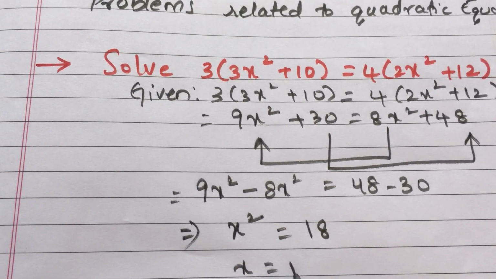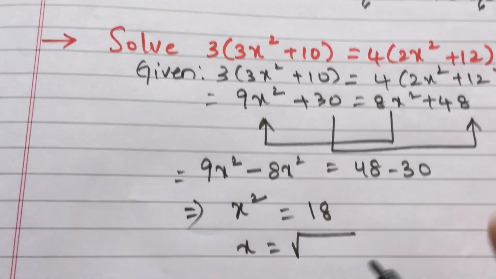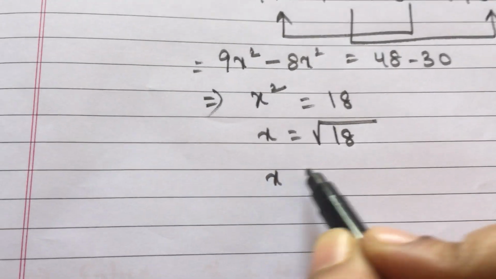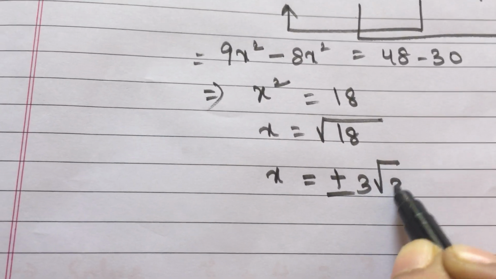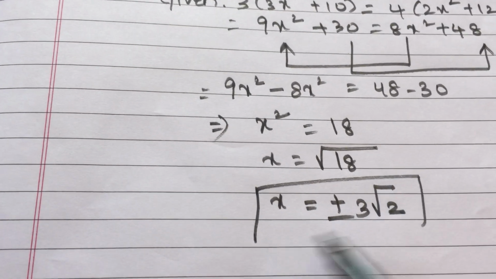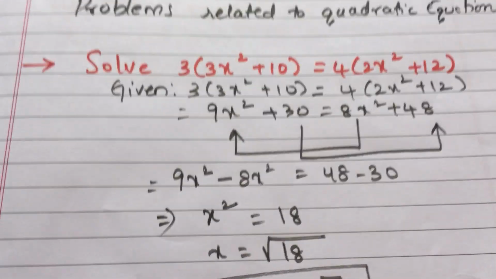So x is equal to square root. Square will go this side, it becomes root of 18. So root of 18 is approximately plus or minus 3 root 2. This is what the x value is. This is how you resolve this x term.